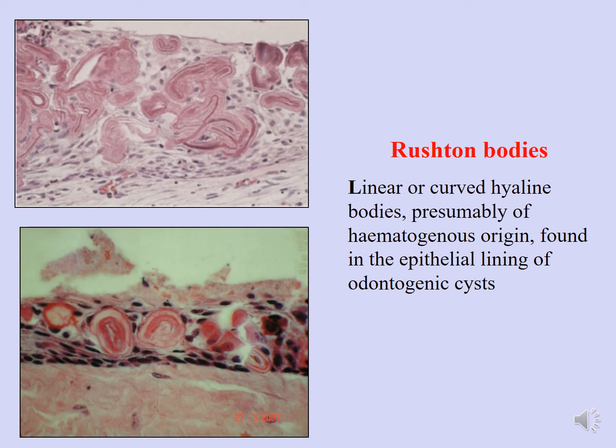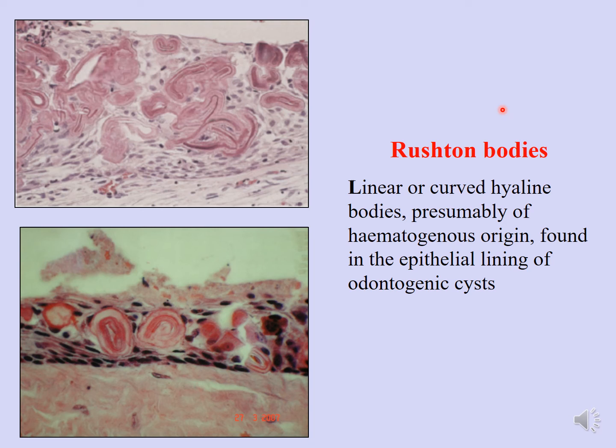Another important feature that we see sometimes in radicular cysts is something called Rushton bodies, and these are linear or curvilinear hyaline bodies, presumably again of hematogenous origin, that are found in the lining epithelium. This is also sometimes described as hairpin-like eosinophilic structures in the lining epithelium. These features are sometimes noted in some periapical lesions, and they help us triangulate and come up with a diagnosis.